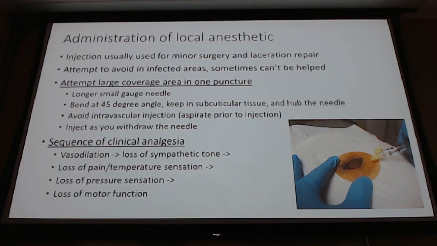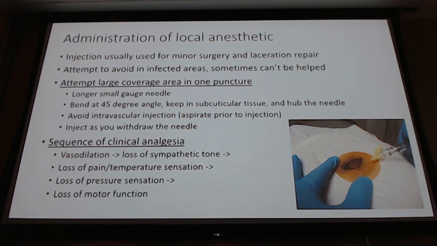All right. Just some go-bys for the local anesthetic administration. Remember, we use this for more so minor surgeries, laceration repairs. You insert the needle, aspirate, and then instill whatever you're using as you draw the needle out. You want to try to attempt as large an area of coverage as you can with one puncture.